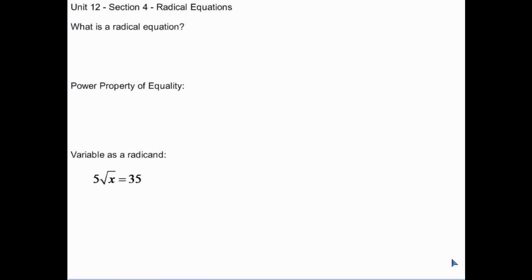We're going to talk about solving radical equations. So basically, what is a radical equation? A radical equation is any equation that contains a radical expression. So it's a variable under the radical.